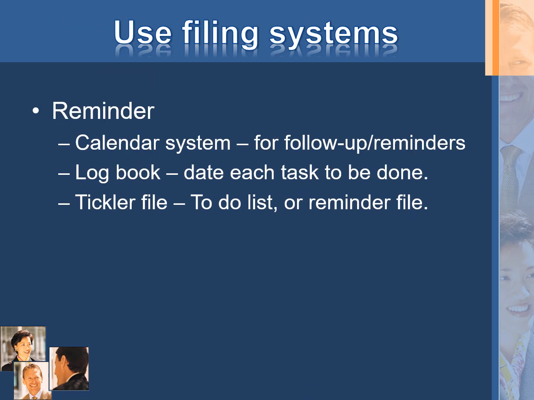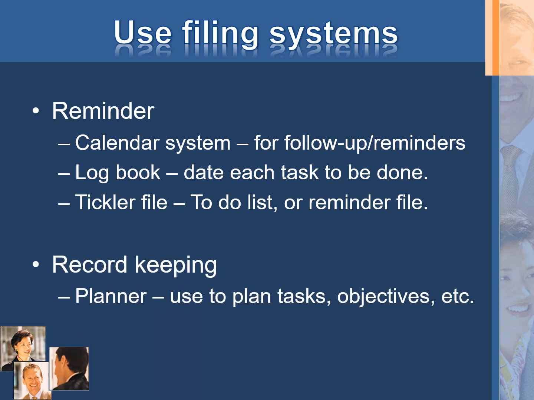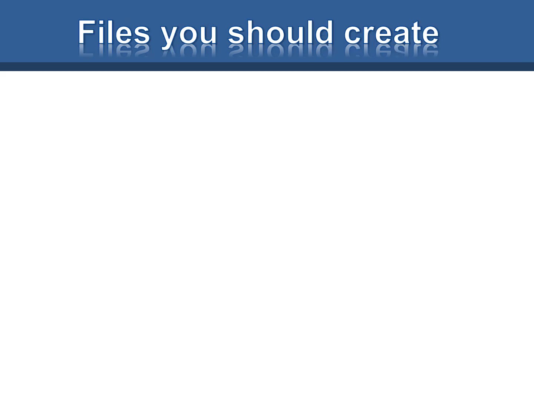Use of filing systems. Reminder. Use a calendar system on Outlook for follow-up or reminders. Or, if you have a logbook, date each task to be done. Use a tickler file, which would be like a to-do list or a reminder file. Use a planner. Use it to plan your tasks, objectives, and so forth.